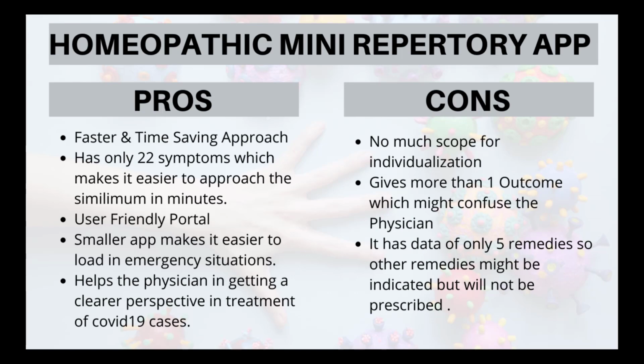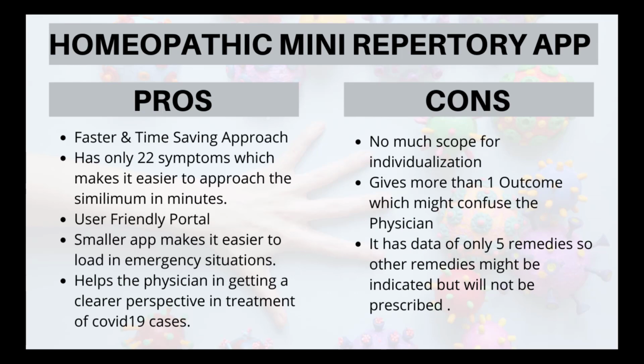Now let's talk about the cons. This app is a little bit difficult to be used in regular practice, since there is not much scope of individualization in this particular app. So there are only 5 remedies and there is no individualization. So suppose a patient seems to be like Lachesis or is seeming to have a similarity with Belladonna, there are no such rubrics which help you individualize this particular case.